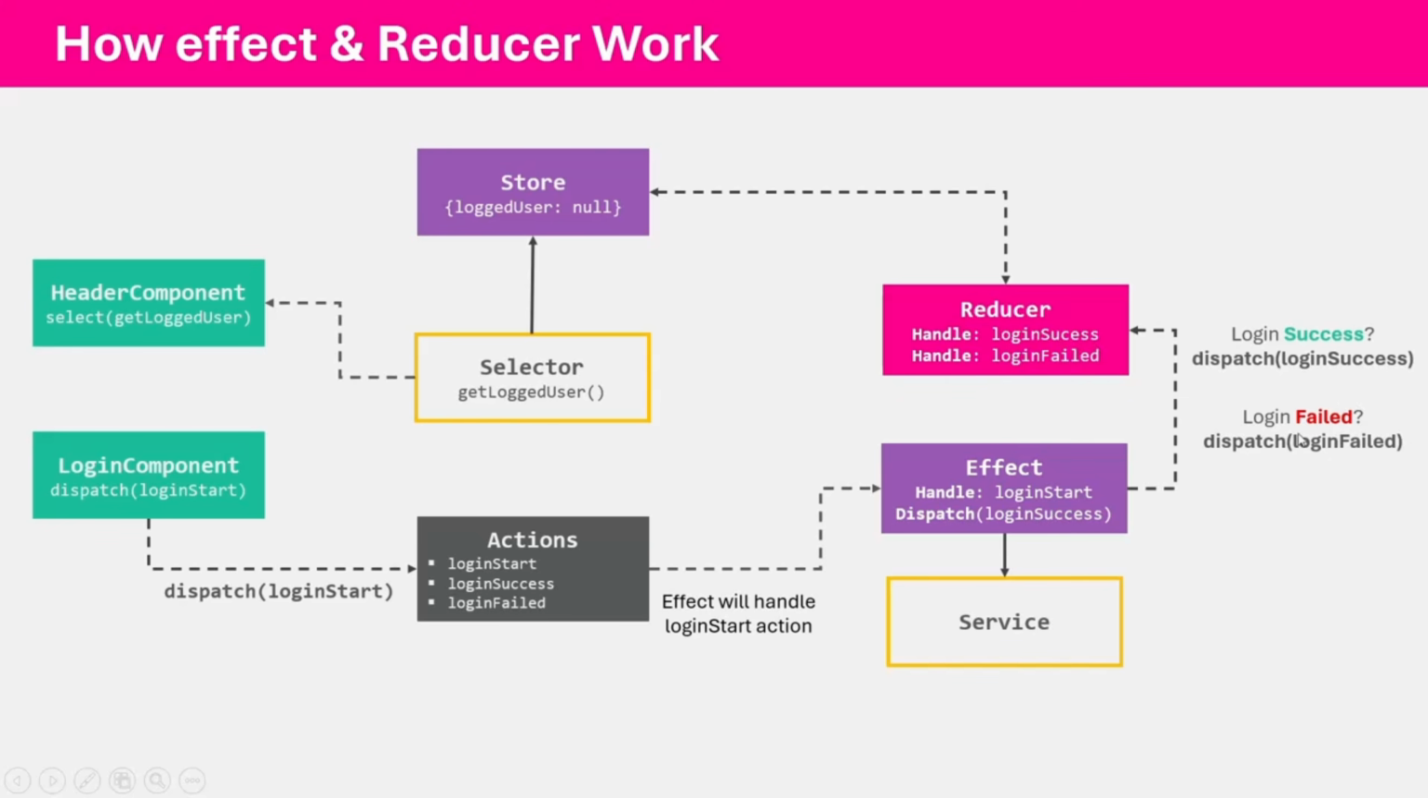All right, in our example, we are assuming that the login was successful. So the effect has dispatched login success. So now this reducer is going to handle that login success action. And with that action, let's say we are also passing the logged in user data. So this reducer is going to take that logged in user data and update the store, and there it is going to update this logged user state with the details of the logged in user, the data which has been dispatched with the login success action. So I hope this flow is clear.